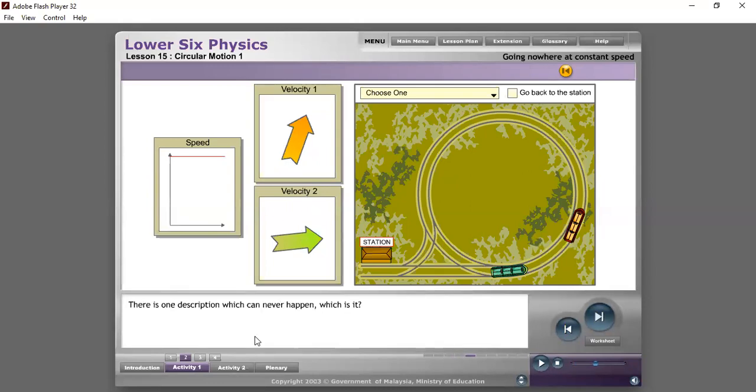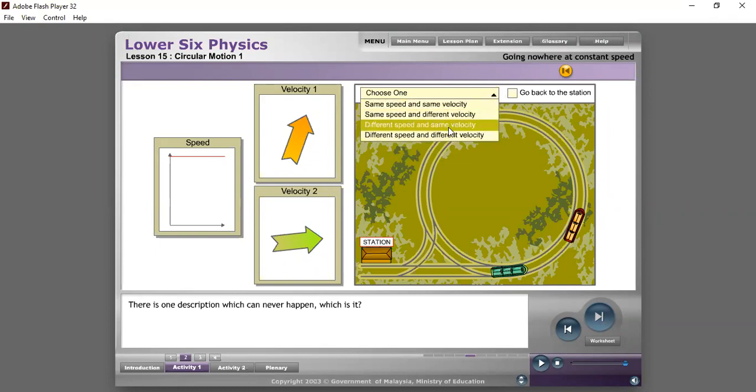There is one description which can never happen. Which is it? So same speed and different velocity already happened. Same speed and same velocity. Different speed with same velocity, or different speed and different velocity. If different, that means it can be same speed. Okay, it can be same speed but different velocity.